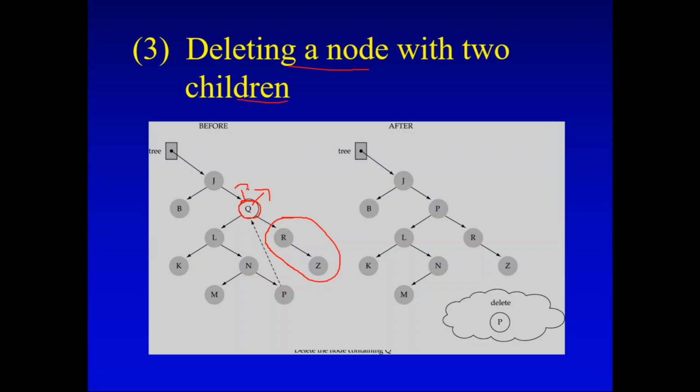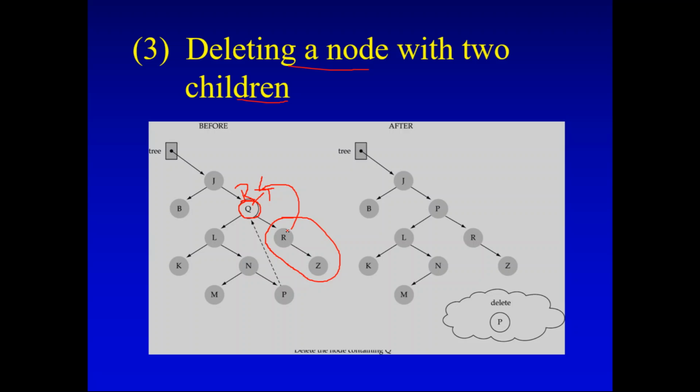R should come here. But this R should be removed. So again you have to check. This R is coming here. We wanted to remove Q, right? So instead of removing Q, what we are doing is this R is moved here. But this R should be deleted. Again, how will you delete this R?